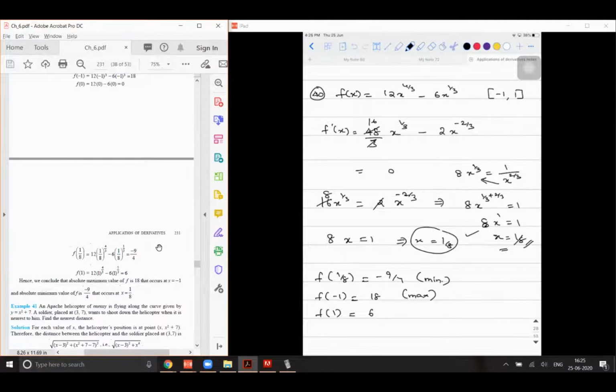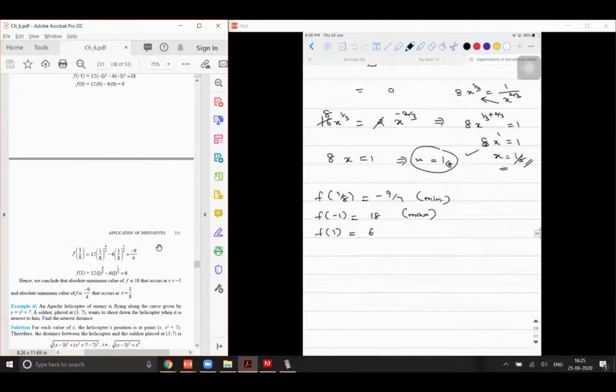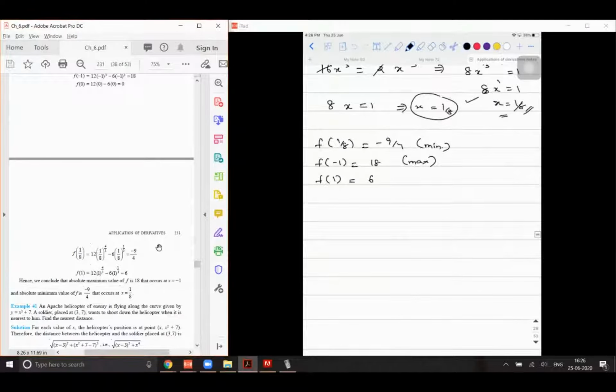See, that is what I'm telling. I think this point is confusing you guys. Whenever a question is given on a function, the first thing that you're supposed to look for is the domain of the function.